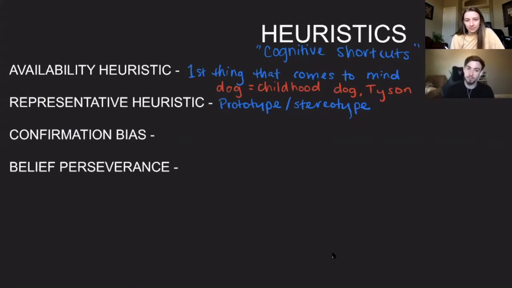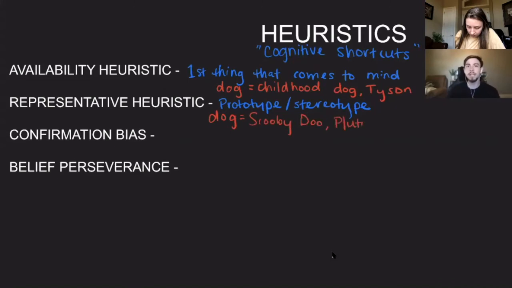A representative heuristic would be if someone says, think of a dog, and we think of a famous dog. So like Scooby-Doo or Pluto from Mickey Mouse, or the dog from Marley and Me, or the dog from Where the Red Fern Grows, or I can go on and on if we want to cry. But that's really the difference.